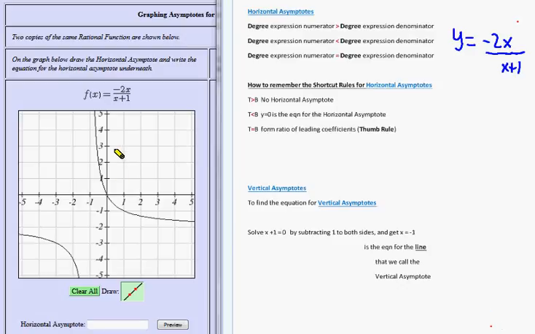In this problem, we're given a rational function and we're asked to draw the horizontal asymptote and write its equation below the graph. To remind you the shortcut rules for finding the equation for a horizontal asymptote, if there is one, look over here.